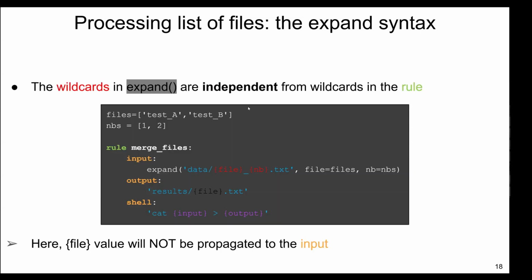And that's also related to what you're saying here: the wildcards inside the expand function are independent from wildcards in the rule. So for example, here the file wildcard in black won't be propagated to the file wildcard in red, because the red one is inside an expand function. But what will happen is that Snakemake will try to match this wildcard to the results of the expanded files.